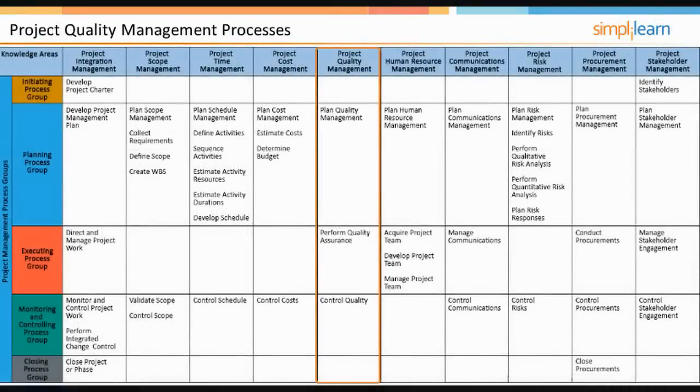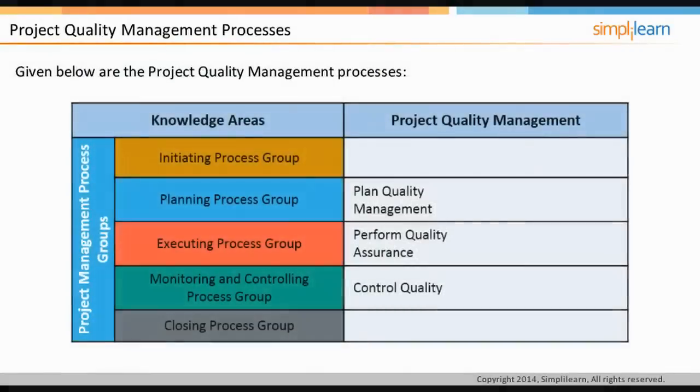There are 3 project quality management processes, of which the first process, Plan Quality Management, is done as part of the Planning Process Group. The next process, Perform Quality Assurance, is done as part of the Executing Process Group. And the last process, Control Quality, is done as part of the Monitoring and Controlling Process Group. In the next 3 screens, let us look into each of these processes in detail.